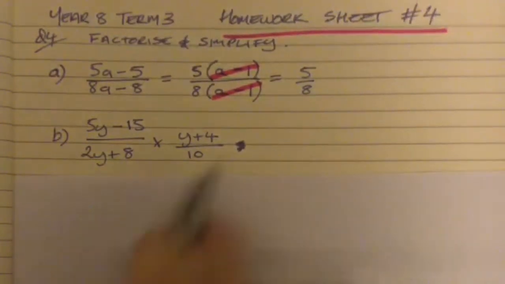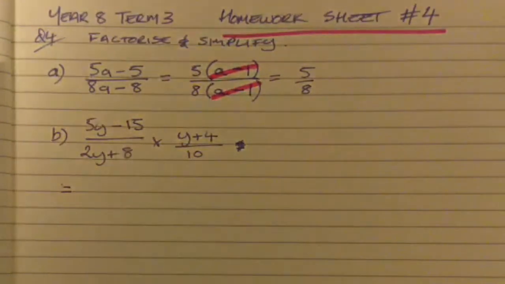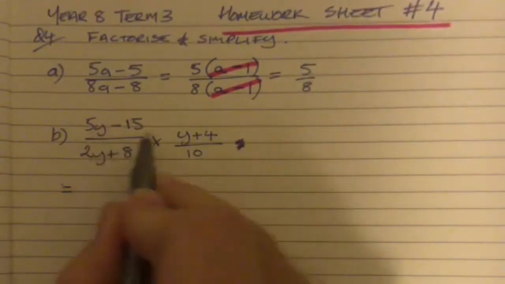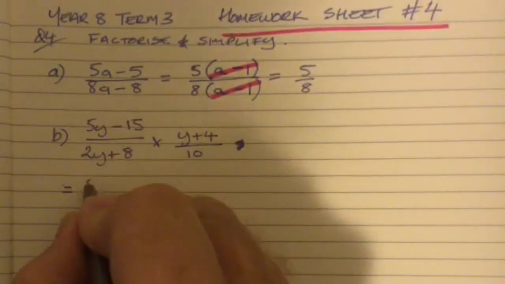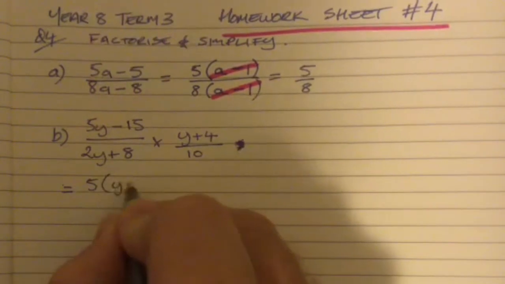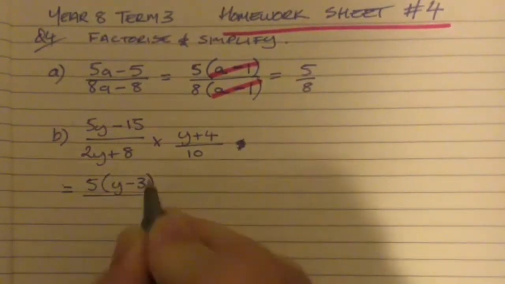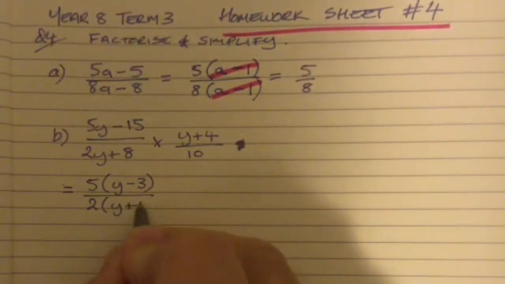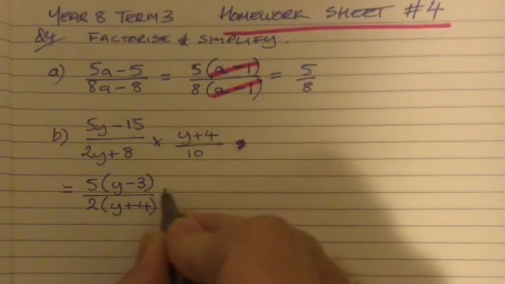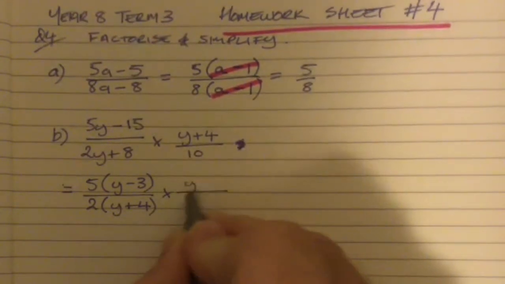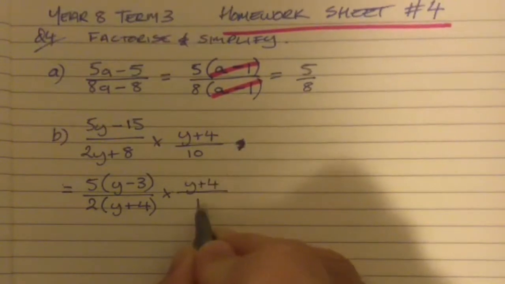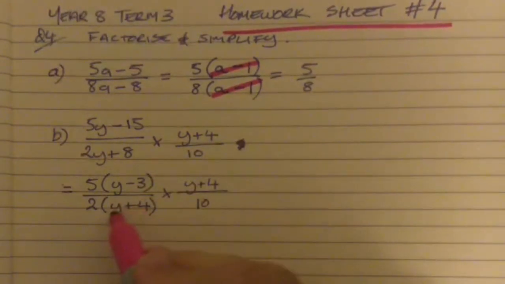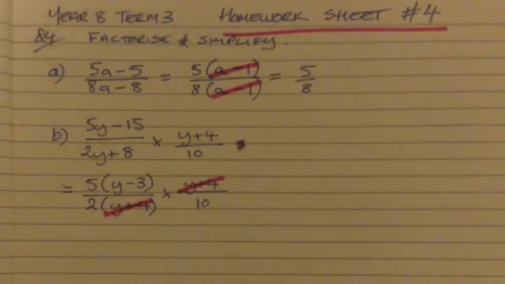For the next one here, we're going to do a similar process. So I'm going to go down the page this time. I'll try to line these up as I move down. This first term here, I've got 5 as a highest common factor, so 5 is going to come out, which is going to leave me with y minus 3 above the vinculum. On the bottom, 2 is going to be the highest common factor, so we've got 2 lots of y plus 4. And you'll see, when we multiply that by y plus 4 over 10, we can start cancelling here. These two factors cancel out straight away.